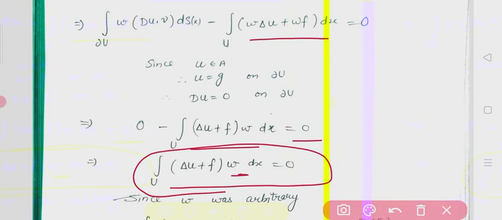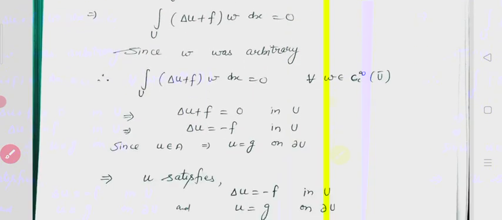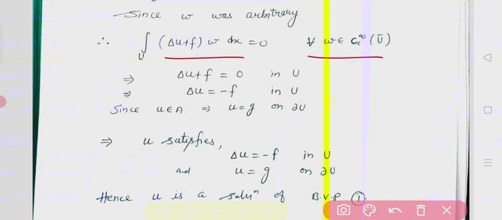But w is what? w is arbitrary. If for all w, the integral of this term into this term is equal to 0, what does it mean? That means this term will be 0. Right? So if w is arbitrary, if this term is equal to 0 for all w belongs to C infinity of u bar, you will say that delta of u plus f will be equal to 0 in u. If delta of u plus f equals 0, then delta of u will be equal to minus f in u.